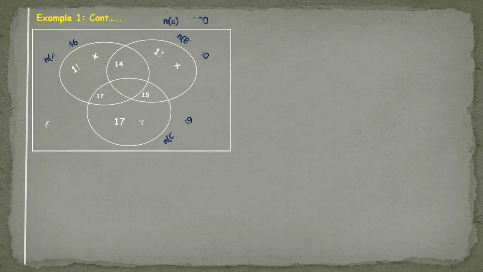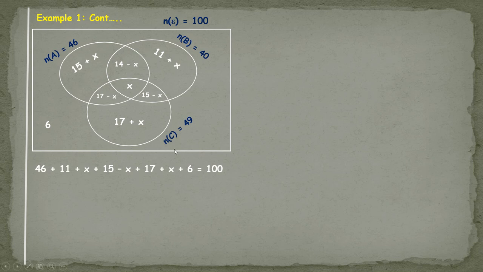Now we continue. We have the information. Now where is this 6 coming from? Earlier we have been told that the number of A complement intersection B complement intersection C complement, elements that are not in A, not in B, not in C, were 6. So we include it here. So at this point, we are now going to add everything here, including this 6, and we equate to 100.